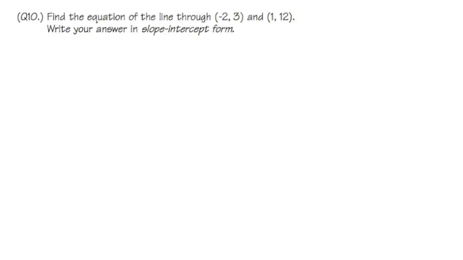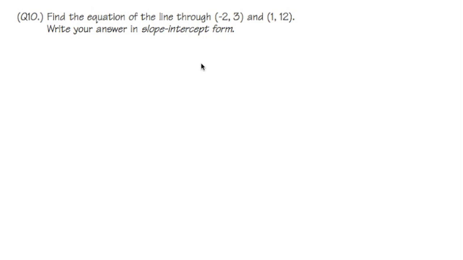Number 10 is a very common algebra question, and it's almost certain that it's going to be on the test. Find an equation for the line that goes through (-2, 3) and (1, 12), and we want our answer to be in the slope-intercept form. So this is how we are going to do it.